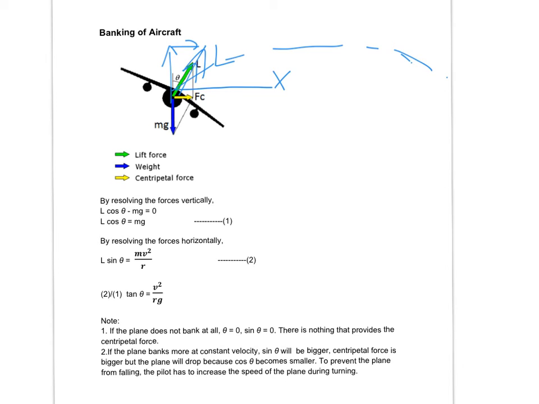Now, notice that if it banks more, you will get a bigger component horizontally, so it's easier to turn. But at the same time, the component L cos theta will become smaller, because when theta increases, cos theta decreases. So you have less component of the lift force to balance the weight, and the airplane may drop. So usually what pilots do to compensate for this drop is to travel faster whenever they make a bank, so that they will have a higher lift force to compensate for the drop due to the banking of the aircraft.